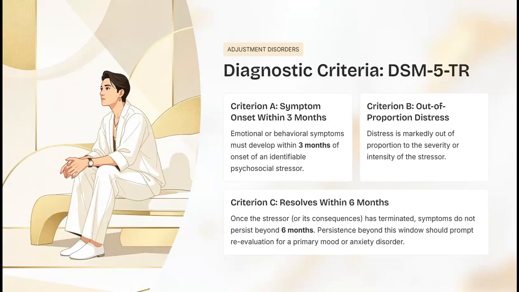And then criteria C, once the stressor ends or resolves, the symptoms should improve within 6 months. So that is a critical differentiator from the other disorders. If symptoms persist beyond 6 months after the stressor is resolved, reassess for a primary mood or anxiety disorder. So the 3-month onset and 6-month resolution window are diagnostic anchors for adjustment disorders. The time frames help distinguish adjustment disorders from chronic mental health disorders.